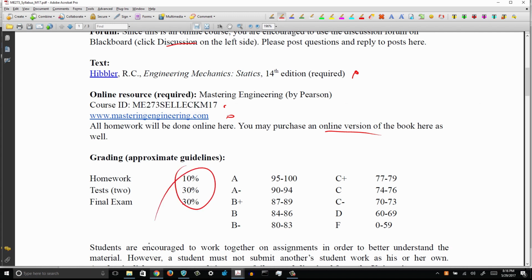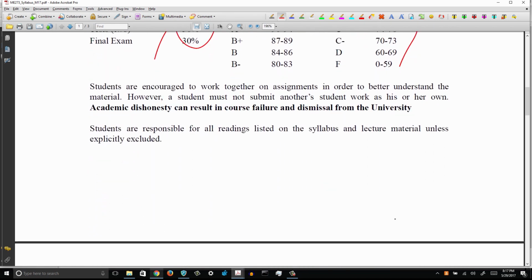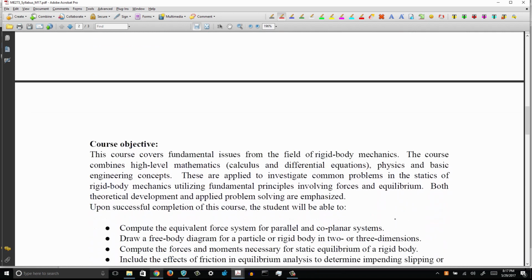Homework is worth 10%, and each of the exams is worth 30%. And here's the grading scale. Now, it's okay to work on assignments together, but please turn in your own work. Remember, academic dishonesty can result in course failure and dismissal from the university. You're responsible for all readings listed on the syllabus and the lecture materials on my course.